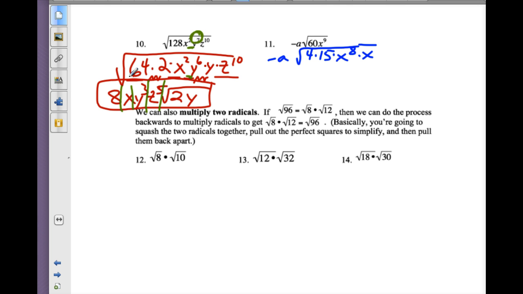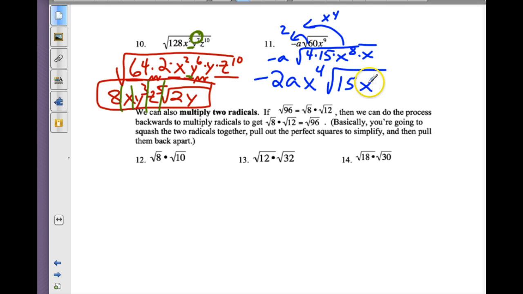It's multiplying. So you got your 2 that came out. You did a great job pulling your 2 and your x to the 4th out, but it's going to multiply by all that stuff. So I'm going to go negative 2a x to the 4th radical 15x. Guys, that is not minus. Minus. Does that make sense, Briggs? Yes.